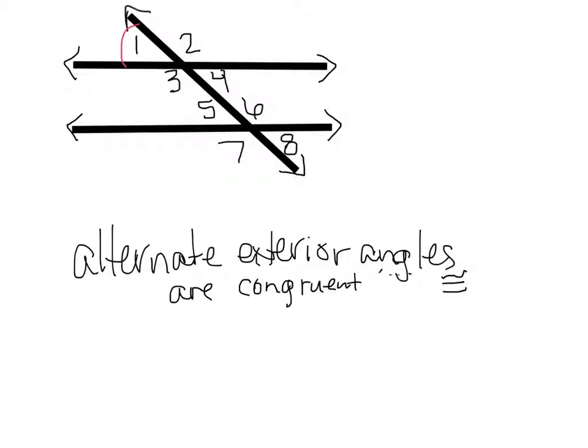All right, students, sorry about that. Our alternate exterior angles, somebody told me that angle 1 and angle 8 are alternate exterior, and you are correct. And that means that angle 1 is congruent to angle 8. And go ahead with what you were saying. Angle 2 is congruent to angle 7. That's very good.